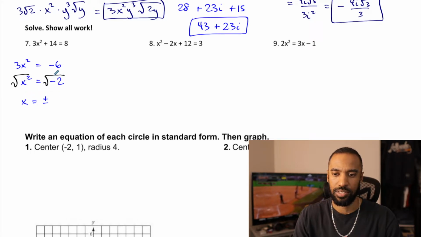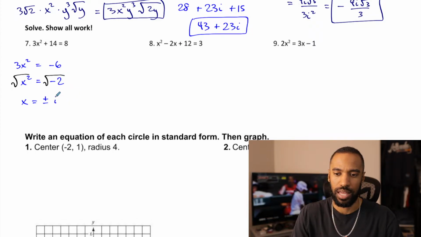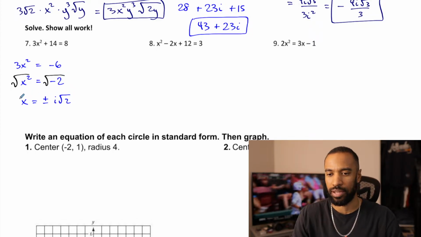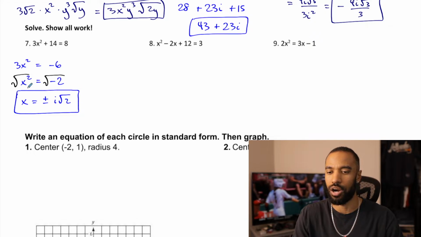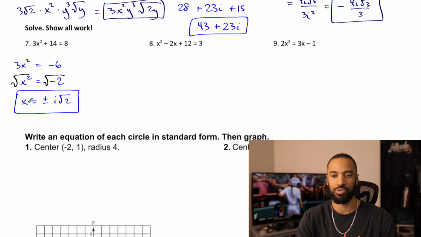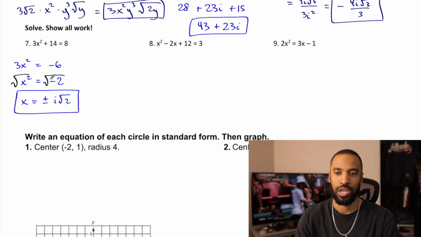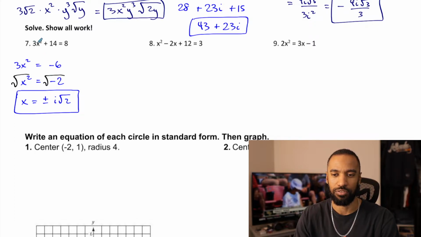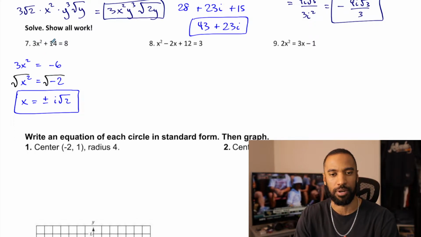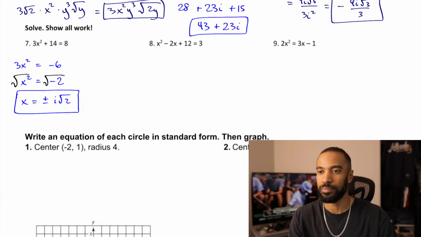So x is plus or minus. What's the square root of -2? Well, that's i root 2. We go back to simplifying that. And those are your answers. x is positive i root 2. x is negative i root 2. Whether you put one of those into the value for x there, you should get a true statement out. And that's all I'm going to say on that.